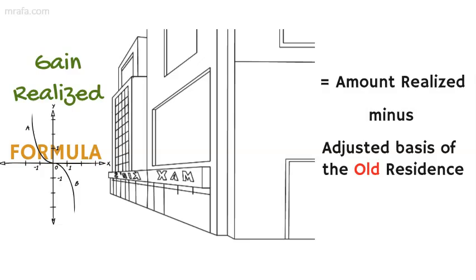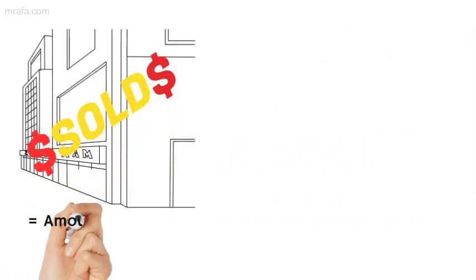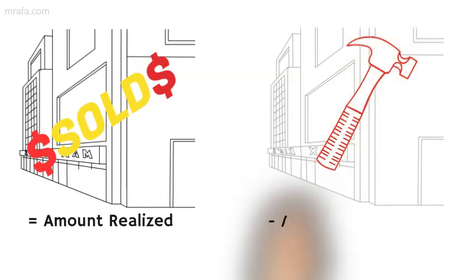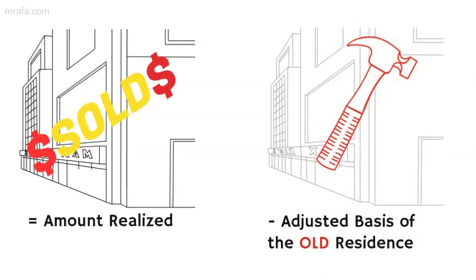So if there is a gain, this means that you sold the property and the amount you receive for that property is the amount realized. And to calculate the gain, you have to deduct the cost of the property, and it was defined as adjusted basis of the old residence.